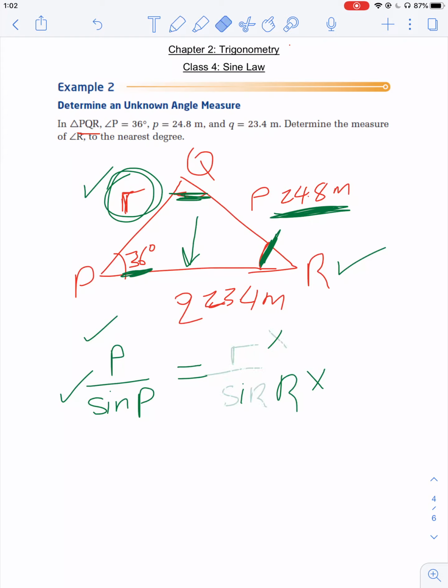So let's erase this and focus on Q, because Q will work. Now, I don't know what angle Q is, but I do know what side length Q is. So Q, I know, it's 23.4, and it looks pretty bad, so let me just rewrite this. And if you want, you could put the equal signs: P is equal to that, Q is equal to 23.4. If it really bothers you, it doesn't matter. So I know what Q is.